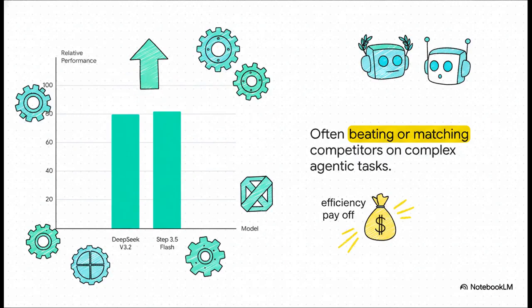And it's the exact same story when we look at so-called agentic tasks, which is just a fancy way of saying its ability to use tools and actually get stuff done. Again, it's super competitive, often beating models that are using way more active parameters. That SMOE efficiency is really paying off.